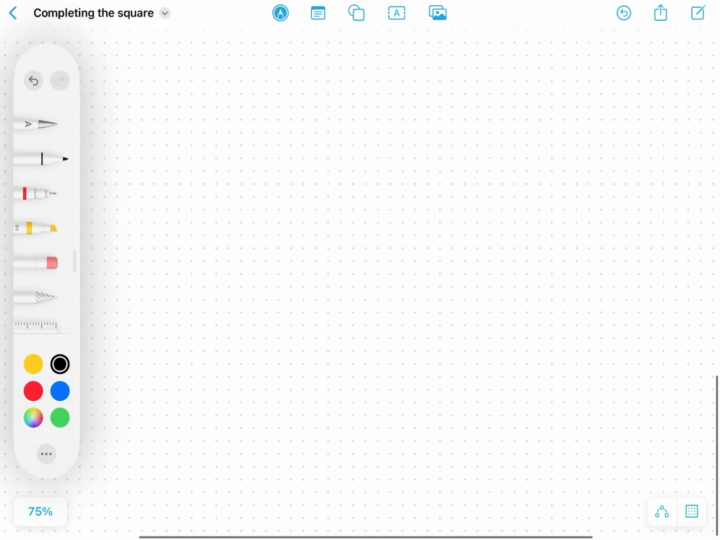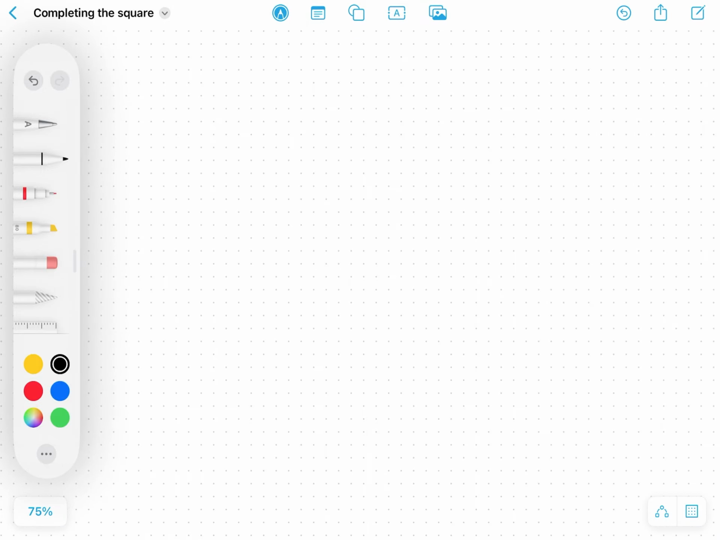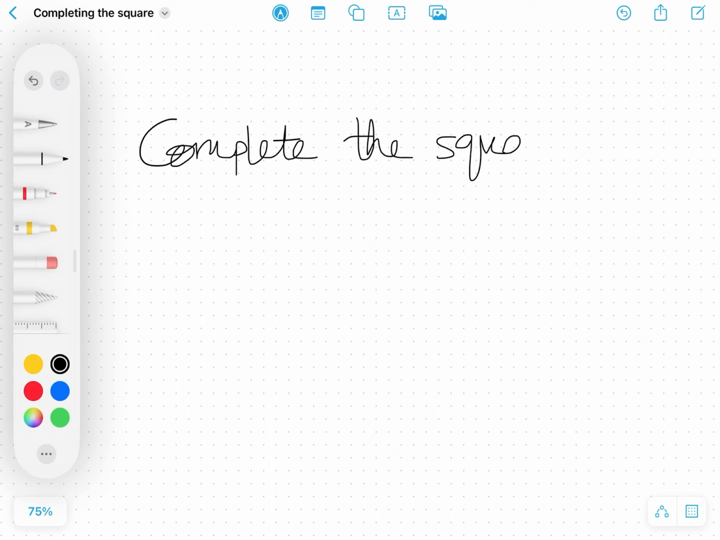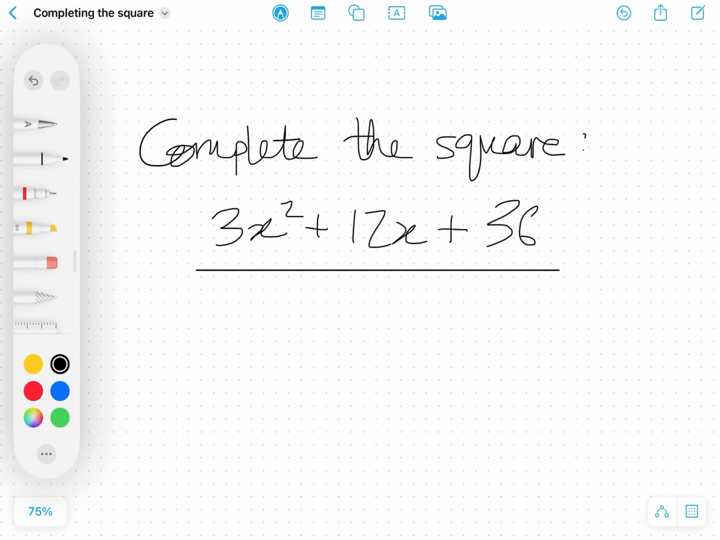So now, this is a challenge for you: complete the square for 3x squared plus 12x plus 36. Complete the square for this and let me know in the comments what you get. Let me know in the comments the answer for this. So yeah, that's all you need to know for completing the square.